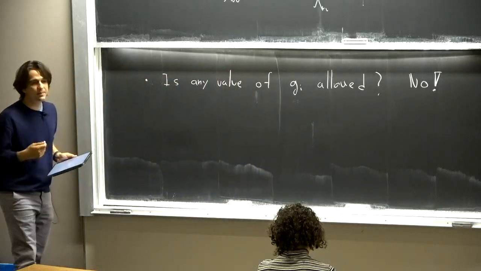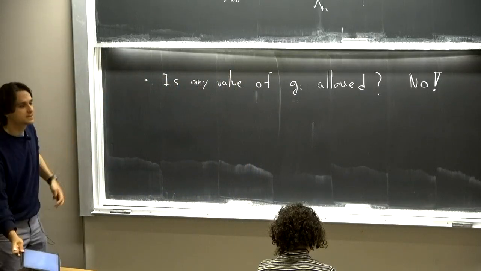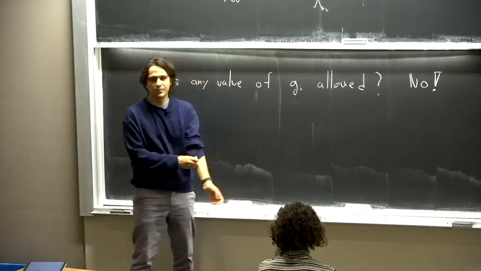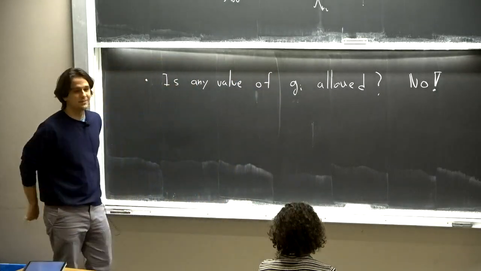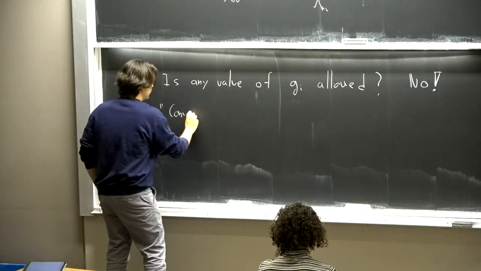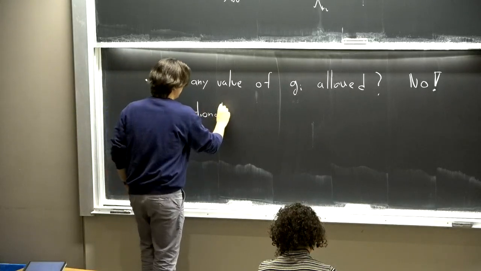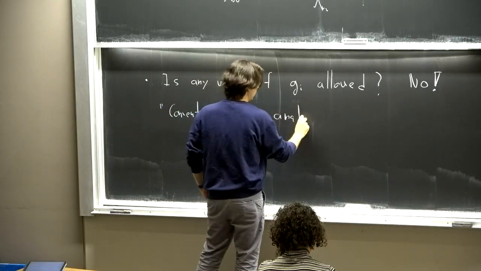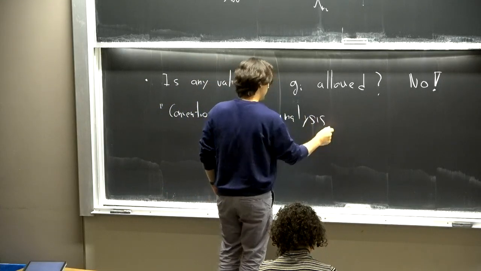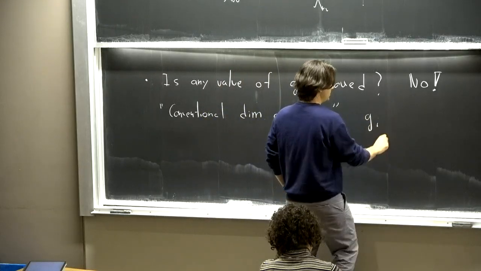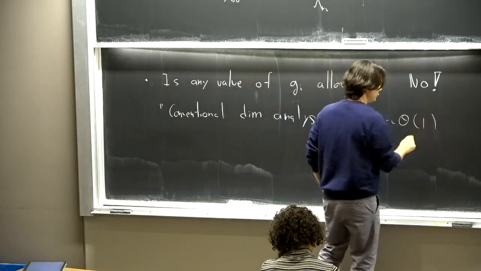What is the typical statement that we make about the coefficients? If someone asks you, what's the value of this thing, generically, what would you say? Order one, yeah. So that we usually call conventional dimensional analysis. So this is that we say that these GIs are order one.